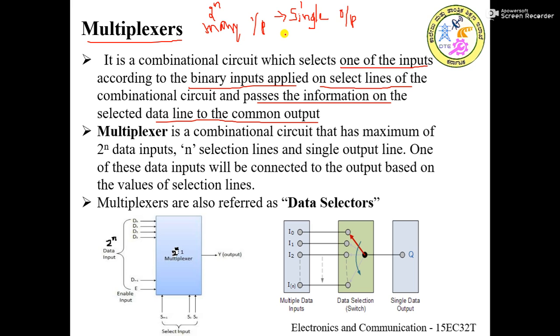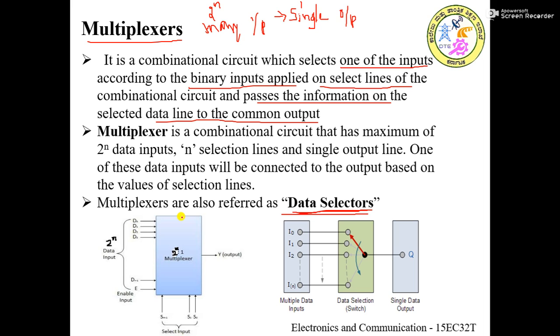So this is a kind of data selector. A multiplexer is a kind of data selector. Here you can say these are the data selectors. You will be having a plenty of inputs available. There will be many options. So this is like an MCQ, multiple choice questions.